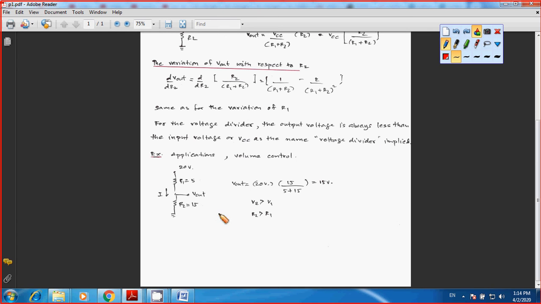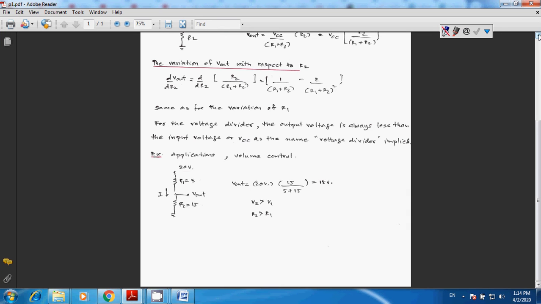So it's obvious that your V out from the voltage divider is going to be less than the input voltage. In this case, you have input voltage is 20 volts, and you end up with the V out to be 15 volts. So there's no way for your V out to be greater than input voltage, except, let's take a look back to the voltage divider equation.